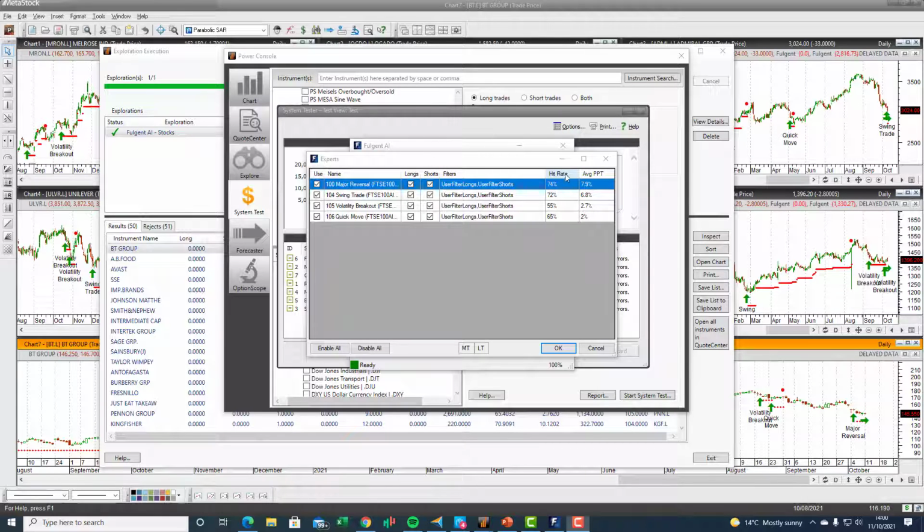How successful is this AI that we've been using, screening the FTSE100 stocks? So let's jump straight in and look at the latest candidates.